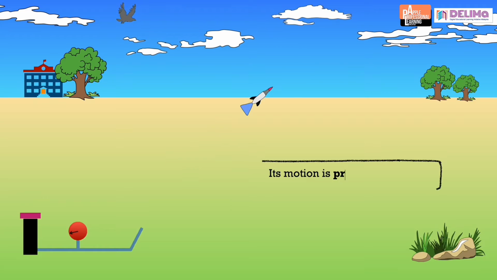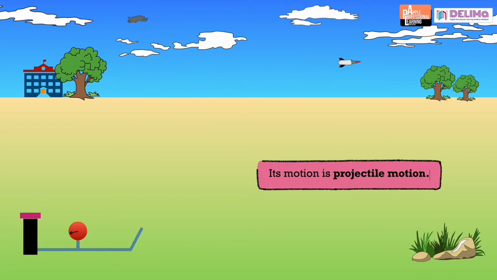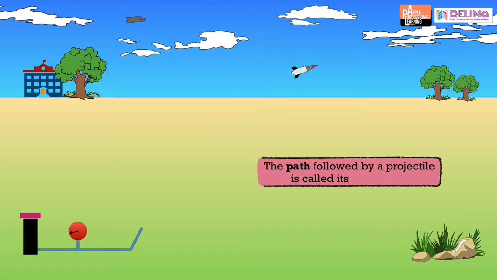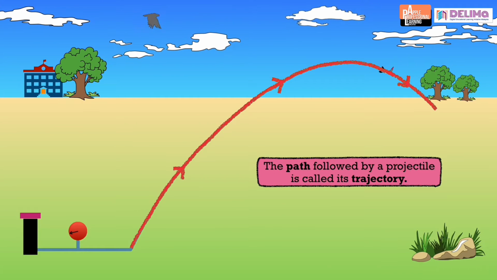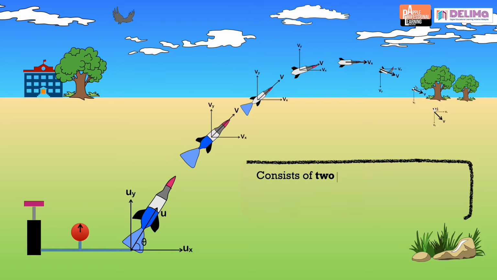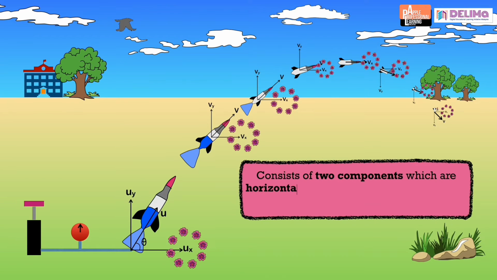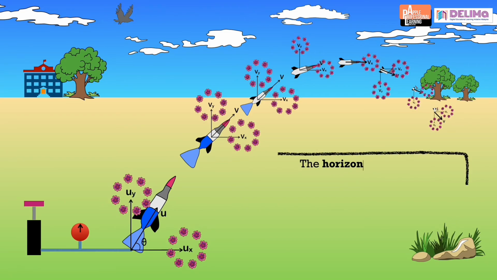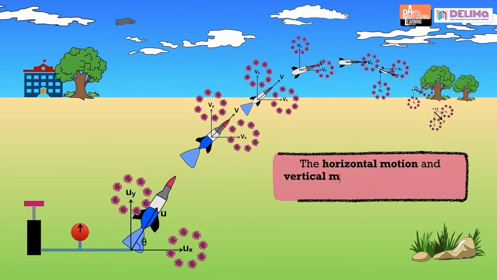Its motion is called projectile motion. The path followed by a projectile is called its trajectory. Projectile motion consists of two components, which are the horizontal component or x component, and the vertical component or y component. The horizontal motion and vertical motion are independent of each other.